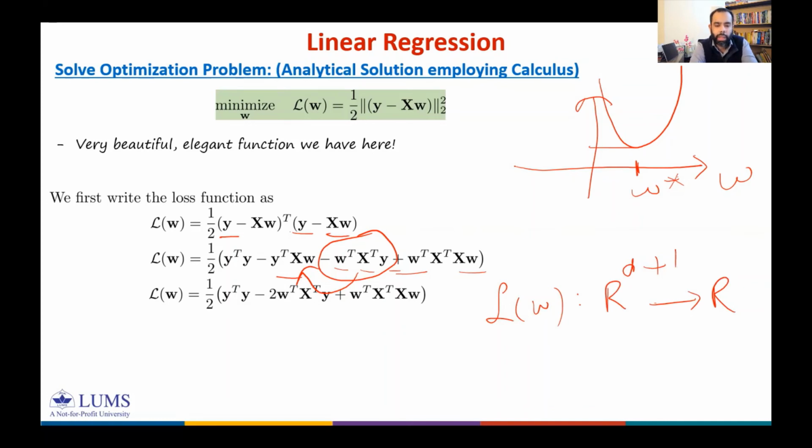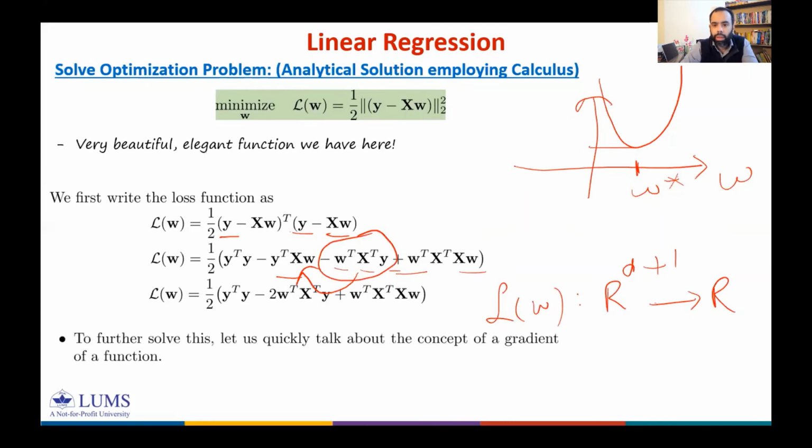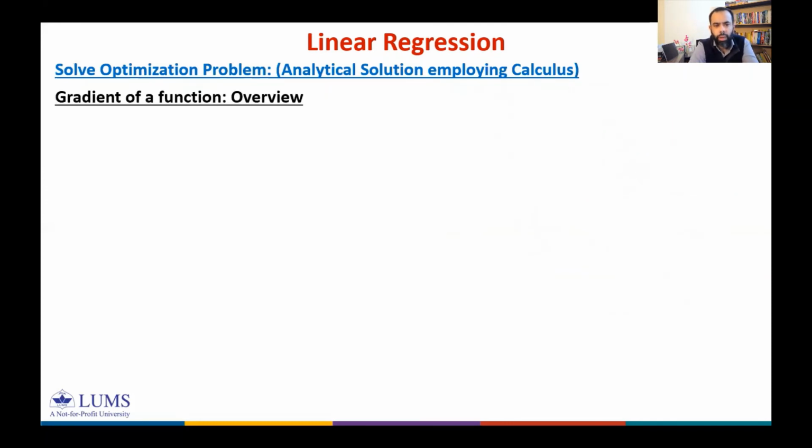And if it's a scalar function, we know we can take the derivative and we can find its global minima. But since it's a mapping from R^(d+1) to R, we will use the concept of a gradient of a function, which is nothing but an extension of a derivative for scalar valued functions. Okay, let's talk about the concept of gradient. You might have seen this before in some course, but as we're not assuming that you have, I will quickly introduce the concept of a gradient of a function.